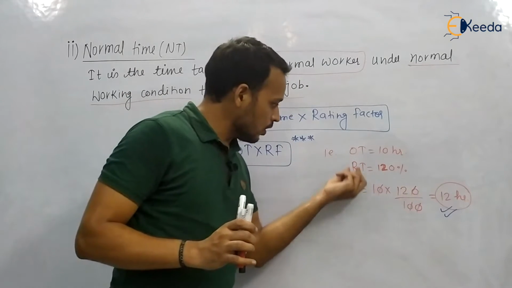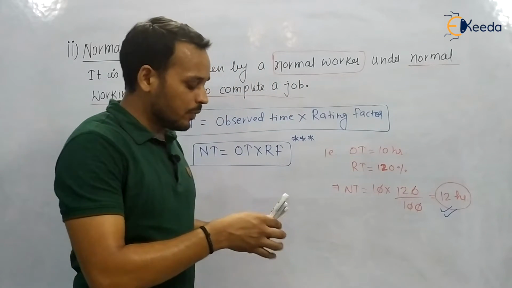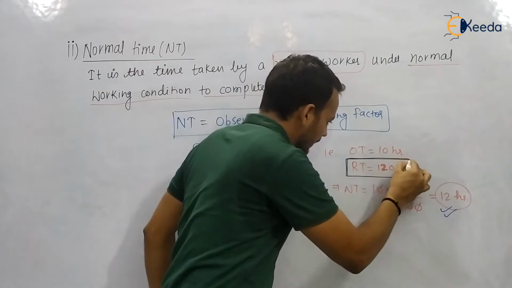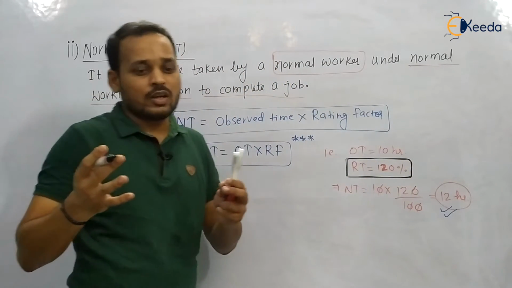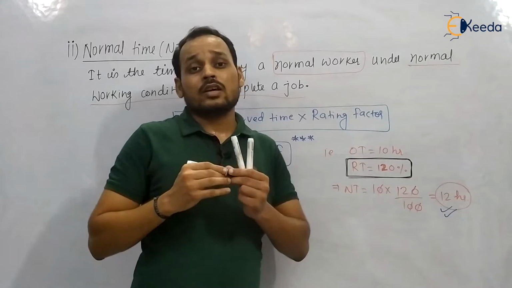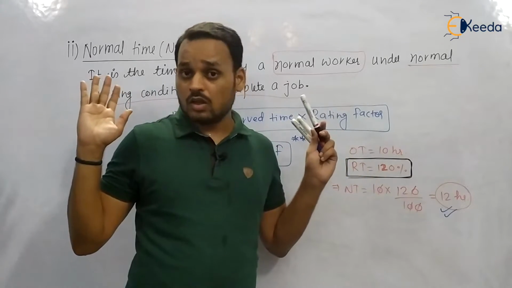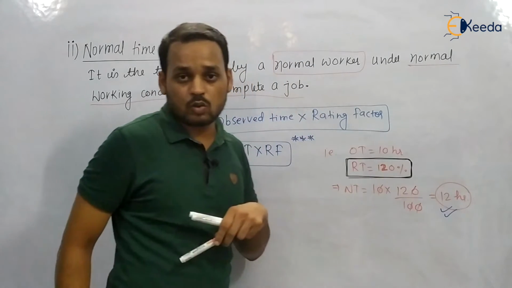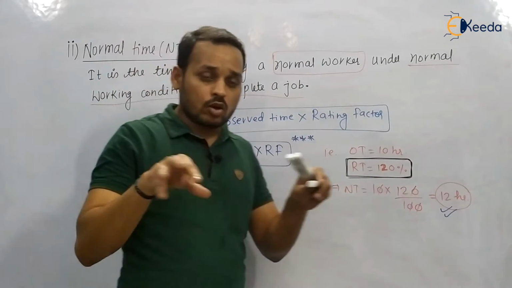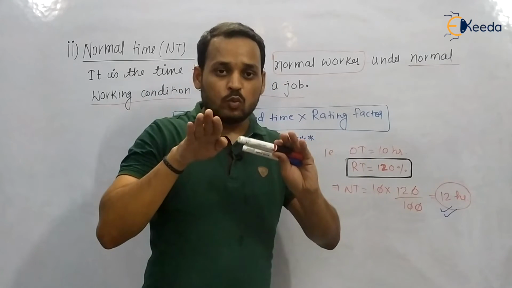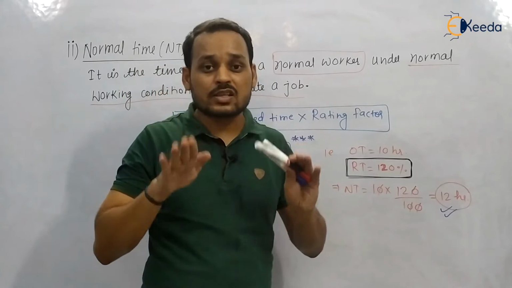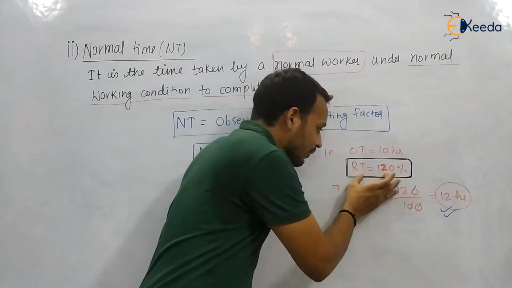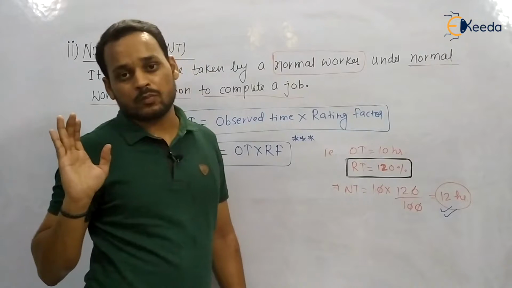Normal time is observed time into rating factor, because every person has got their own efficiency. Rating factor you can relate with efficiency. Every person has got his or her own speed of doing the work, so basically that will also come into the account. Each and every person is not equal. The speed of two workers cannot be equal. The efficiency of two workers cannot be equal. So the rating factor is multiplied with the observed time.